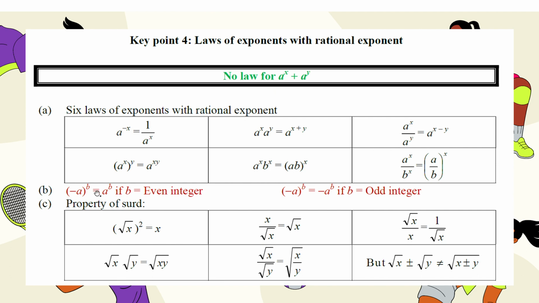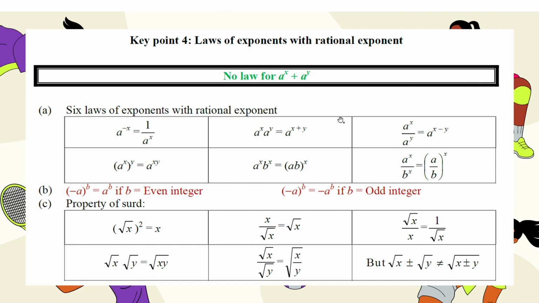Okay? And then just remember for the even integer, we will encounter it a lot of times. Even integer exponent, the negative sign will disappear. If this is an odd integer, the negative sign survives. Okay? And we can apply this concept to square root, for example. So square root of x squared is x. Okay, and x over square root x is square root x. Square root x over x is 1 over square root x. And then square root x times square root y is two with the same exponent, right? So square root xy. Subtraction is the same. Remember, plus or minus, no rules.